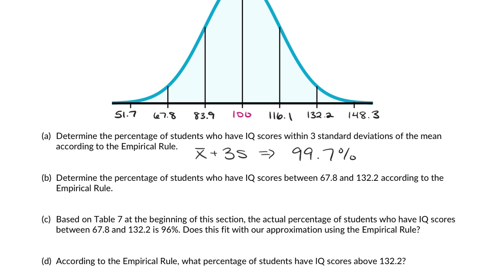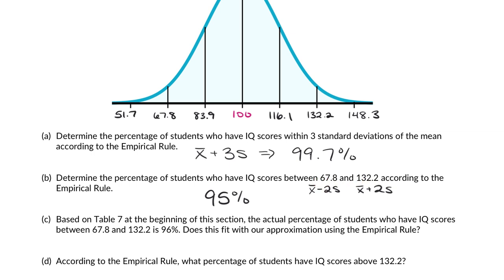Let's determine the percentage of students who have IQ scores between 67.8 and 132.2. Well, I recognize those as these numbers, 67.8 and 132.2. That is the sample mean minus 2 standard deviations, and the sample mean plus 2 standard deviations, which means since we are 2 standard deviations away, we are at 95% of the data. So 95% of the students at University A will have IQ scores between these two values.